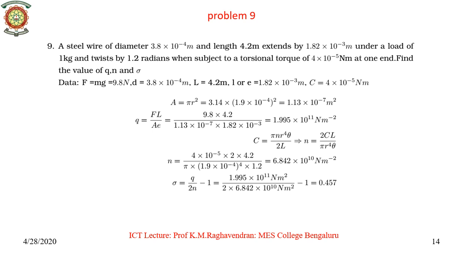Then as far as the couple per unit twist is concerned, we can easily calculate it by the formula pi into n into radius of the wire to the power 4 into twisting angle theta divided by 2L. From this we can rearrange the equation to get n, which is 2CL by pi r to the power 4 theta. Substituting all the values, we obtain n, the rigidity modulus, as 6.842 into 10 to the power of 10 Newton per meter squared. Finally, we know that sigma can be written as Q divided by 2n minus 1. So substituting the values of Q and n, we obtain the value of sigma to be 0.457.